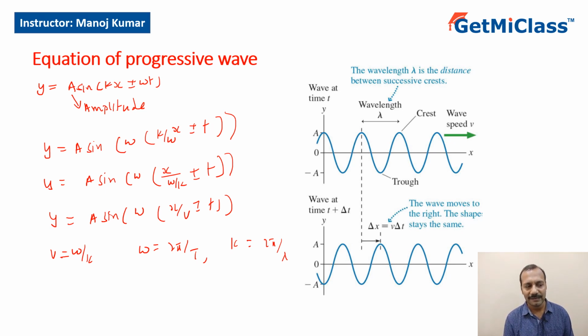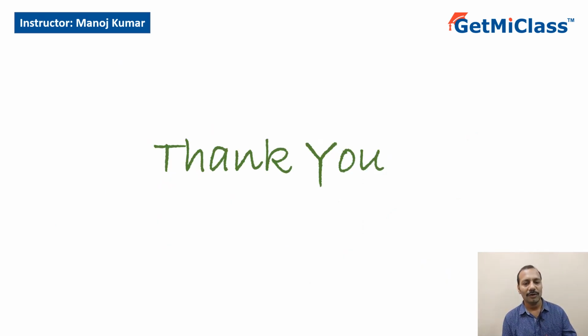Longitudinal waves are waves in which the medium particles vibrate along the direction of motion of wave, and transverse waves are waves in which medium particles oscillate perpendicular to the direction of transfer of energy or motion of wave. And then finally, we saw how we write the equation of a progressive wave and various forms in which the equation can be represented. Hope you could follow all these things.